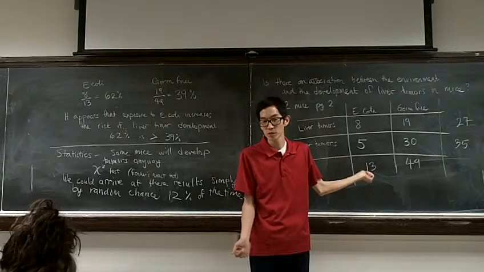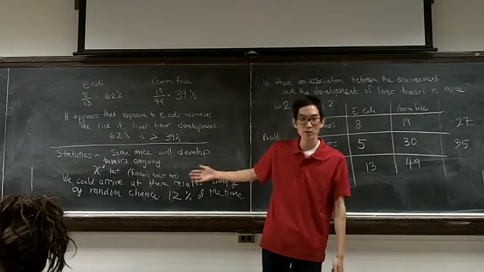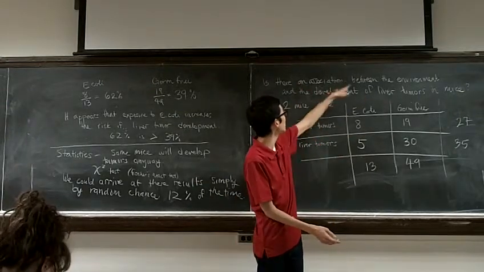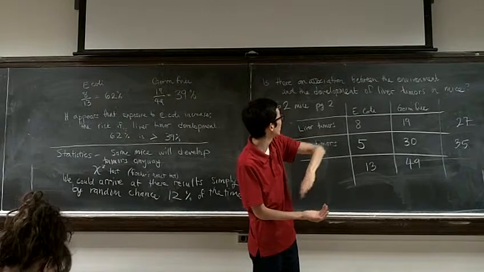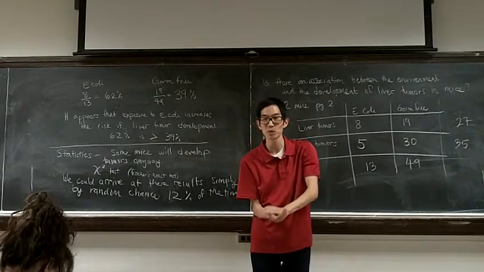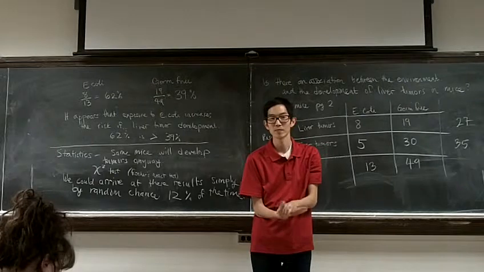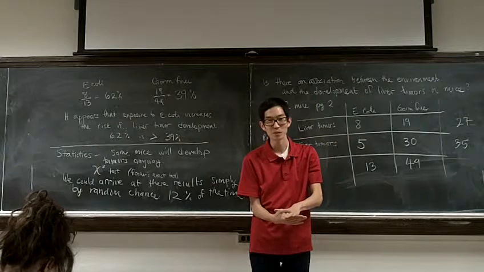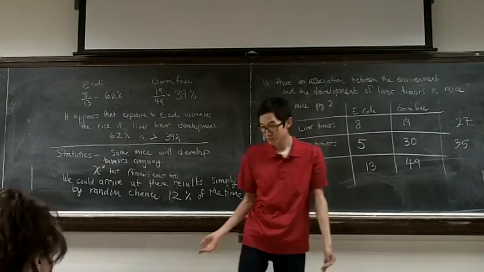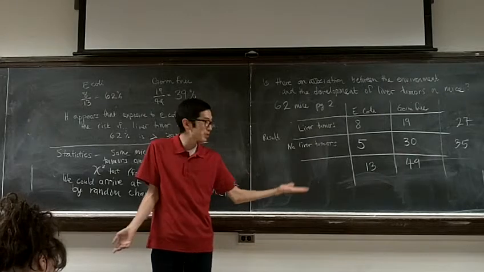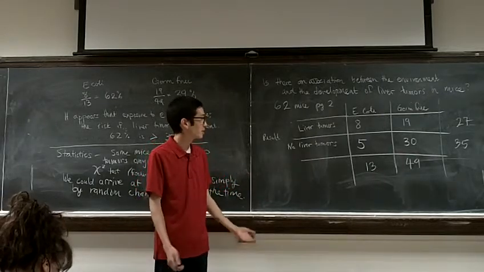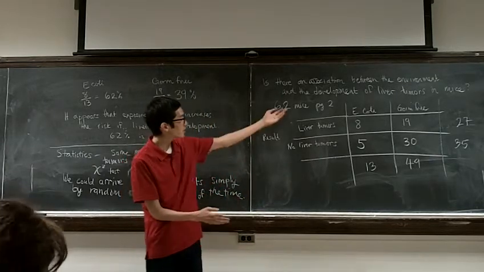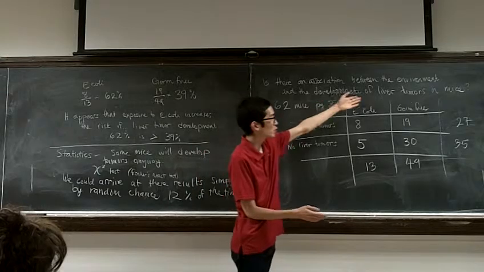So, now that I've given you this bit of information, how do we feel about the original question: is there an association between the environment and the development of liver tumors in mice? Possibly. Depends. Maybe. We can't know. You're going to find out that this is what we say a lot in statistics. The answer is maybe.